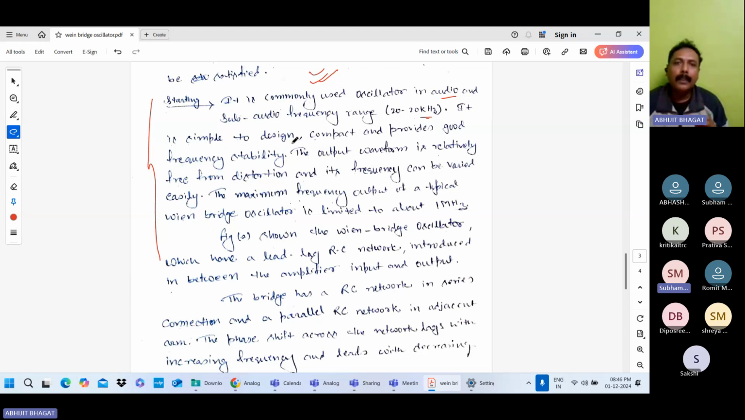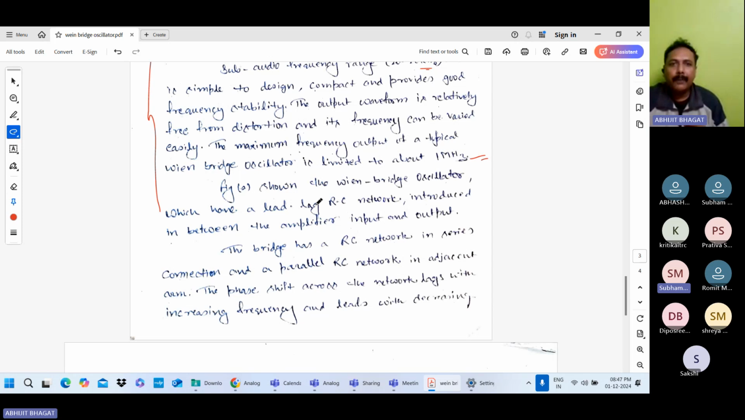It is simple to design. The design is simple and compact and provides good frequency stability, where the frequencies are not fluctuating much, so you get a stable frequency. The output waveform is relatively free from distortion, means there is very little noise across the output, and its frequency can be varied easily, means you can vary the frequency by changing input side parameters like R or C. The maximum frequency output of a typical Wien Bridge oscillator is limited to about 1 megahertz.